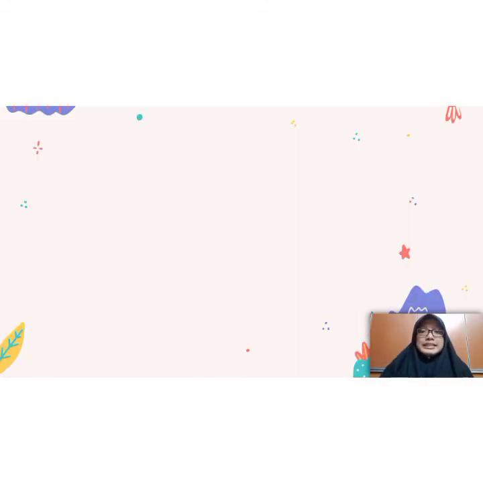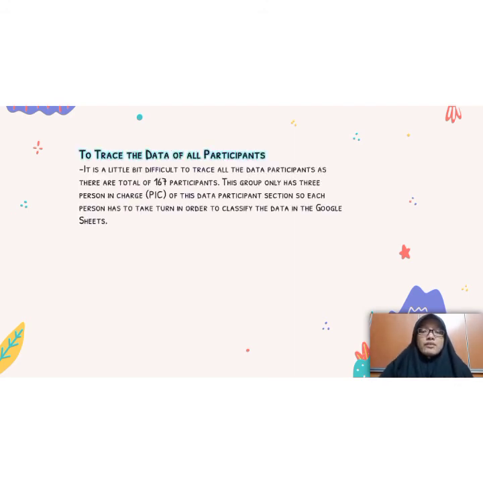Last but not least, the challenges of the task. Firstly, it is to trace the data of all participants. Data lives in a number of different locations, and many times each individual data source is owned and operated by a different department. Too much time is spent on this step of the process, leaving little time for anything else. It is a little bit difficult to trace all the participant data as there are a total of 167 participants.